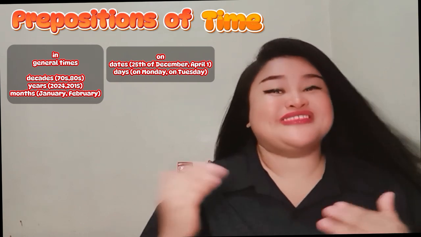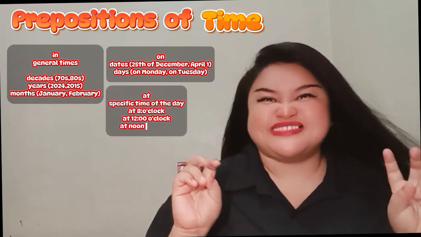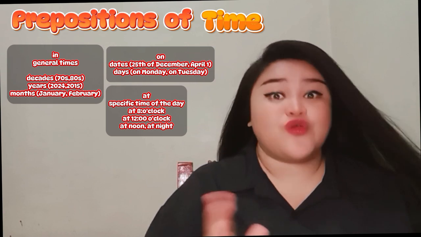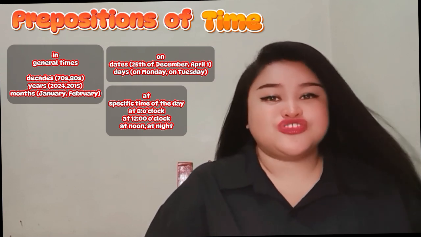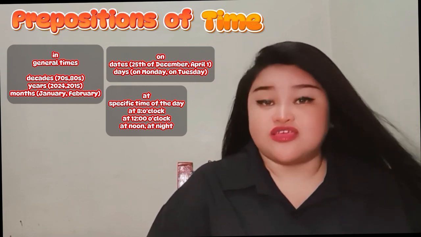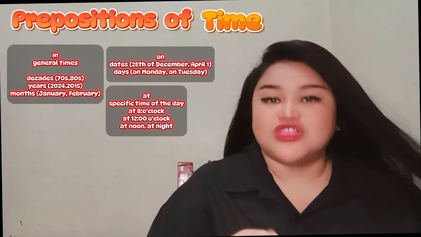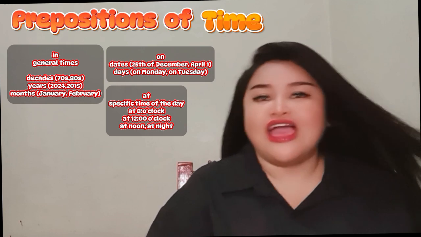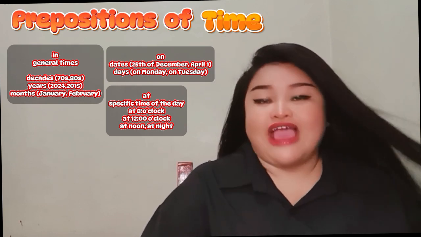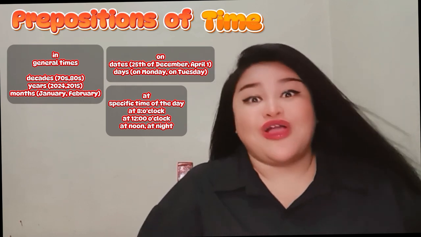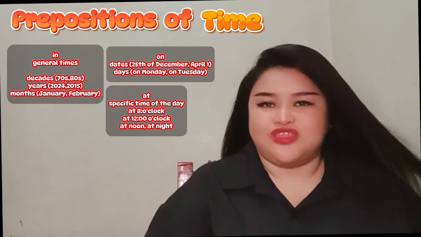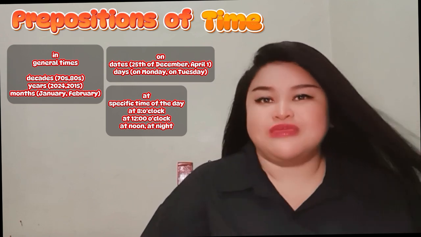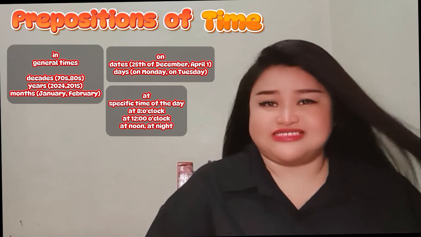Now we use at for specific times. For example, I go to school at 7 o'clock in the morning. 7 o'clock, it's a specific time. 8 o'clock, 9 o'clock. I go home at 3 o'clock in the afternoon. 3 o'clock. At noon, at midnight, at night.